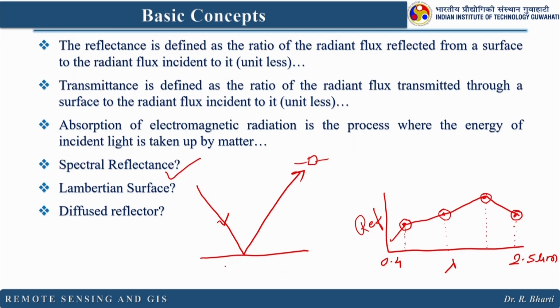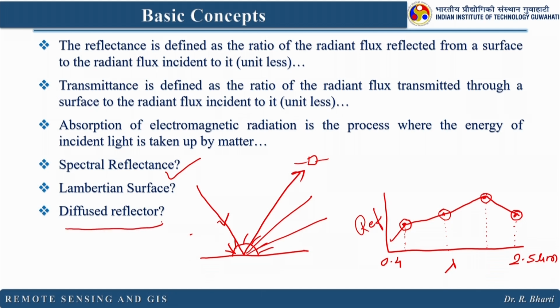The next one is Lambertian surface. When you have a perfect reflector, what will happen? It will reflect an equal amount of energy in all directions, which is very rare in natural conditions. Natural materials are not Lambertian in nature, so they will have different responses in different directions, right. So a Lambertian surface is a perfect reflecting material which reflects an equal amount of energy in all directions. It doesn't matter where you measure, your information will be the same.